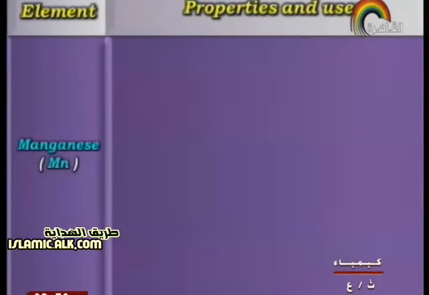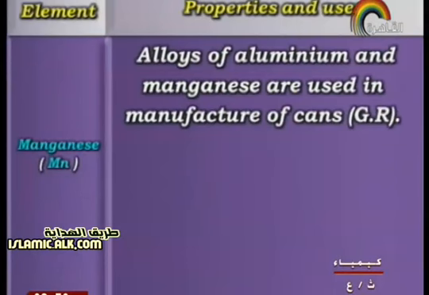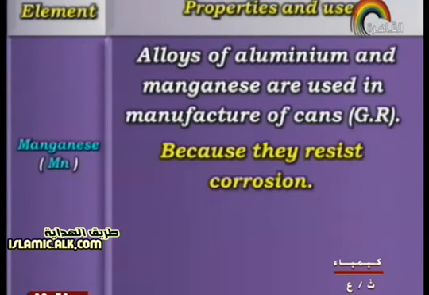Also, alloys of aluminum and manganese are used in the manufacture of cans, because they resist corrosion. Now, my dear students, we took 3 types of alloys used with aluminum: alloys with scandium for use in the manufacture of MiG fighter jets, alloys of aluminum with titanium in the space shuttle, and alloys of aluminum and manganese that are used in the manufacture of cans. So we have to keep them hard.